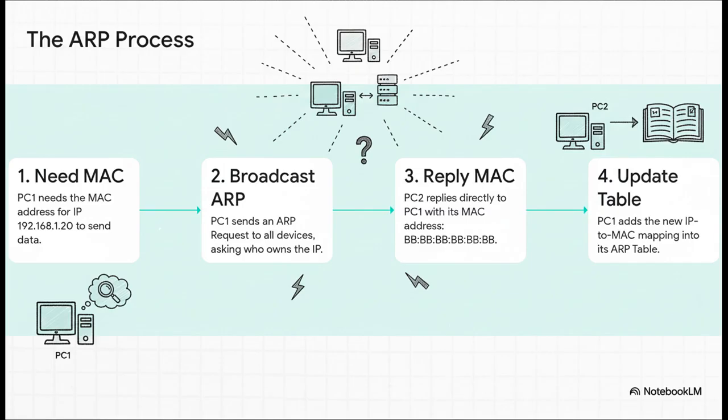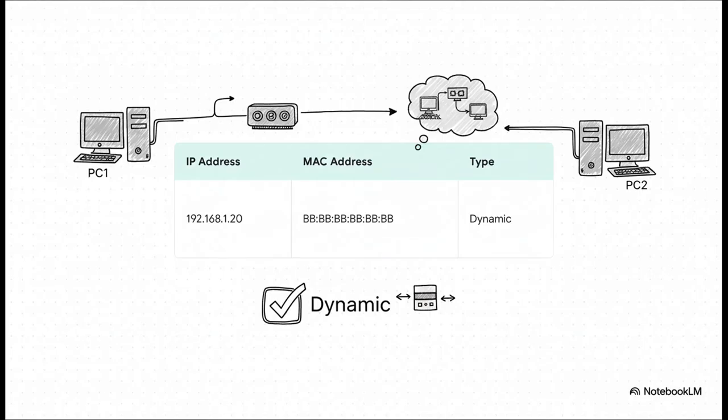In step 3, PC2 sends a reply, but this time it's directly back to PC1, saying, "Hey, that's me. Here's my physical address." And finally, step 4, PC1 gets that info and jots it down in its address book. So simple, right? And incredibly efficient. And boom! Here's what it looks like after that conversation. PC1's address book is now updated. You can see the IP address, the MAC address it just learned, and notice the type says dynamic.